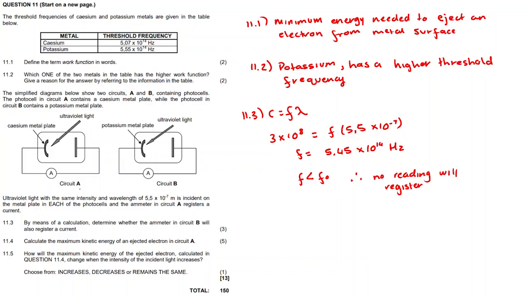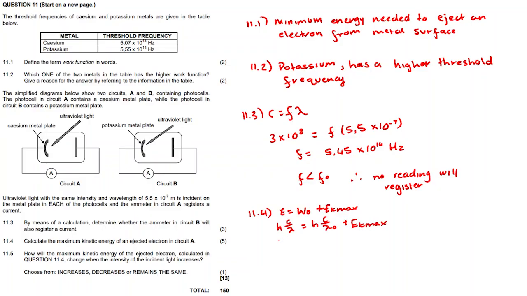Question 11.4. Calculate the maximum kinetic energy of an ejected electron in circuit A. To calculate this, we can say that E, the energy, is equal to the work function plus EK max, which is what we are trying to calculate. We can decompose this E into its parts, being hc over lambda. We can decompose the work function into hc over the threshold wavelength, and then plus EK max.